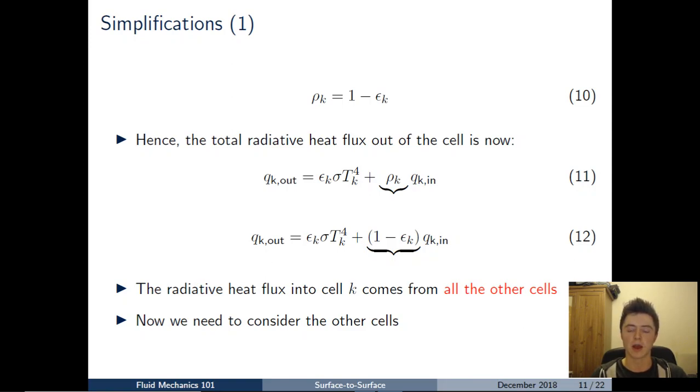We need to know how much radiation is incident on that cell, and the point to remember here is that the radiation that's incident on our cell K comes from all of the other cells in the mesh. So even though we're considering cell K by itself, to get the total radiation incident on the cell, we now need to work out how much radiative heat flux is coming from all of the other cells in the mesh. So all of the cells are going to be linked in some way, and that's what we're going to look at now.